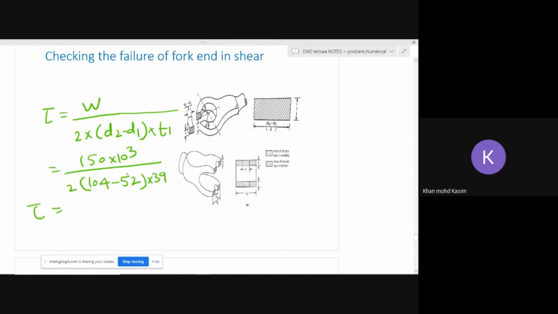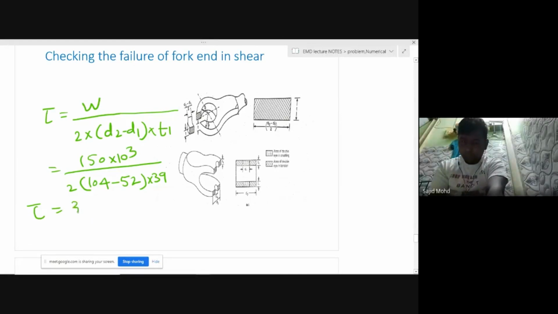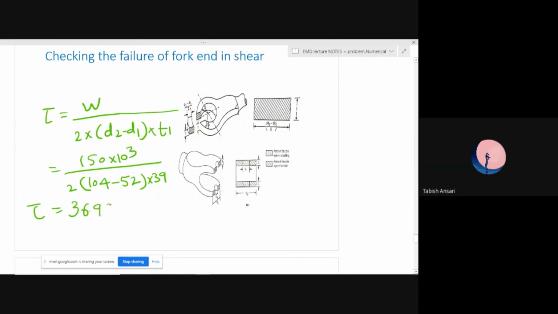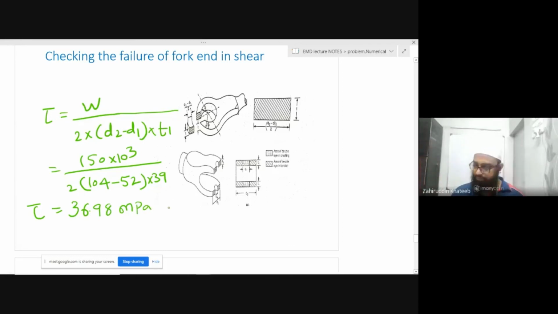Sir, same answer. 36.98 MPa, which is again less than tau permissible. Tau permissible is given as 60. So again it is less than 60, so design is safe.